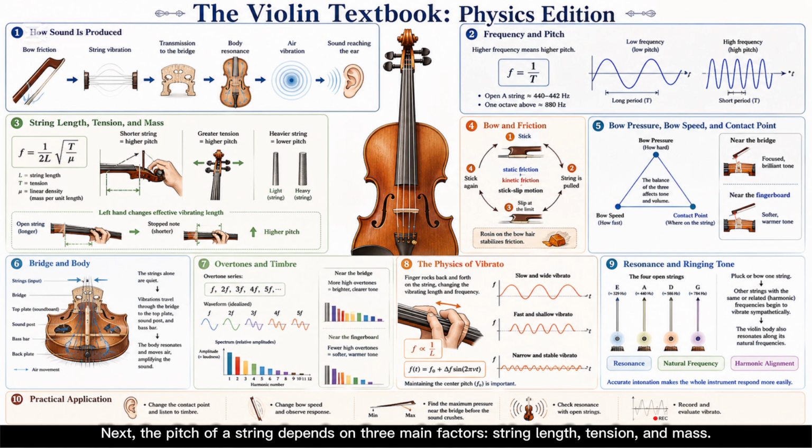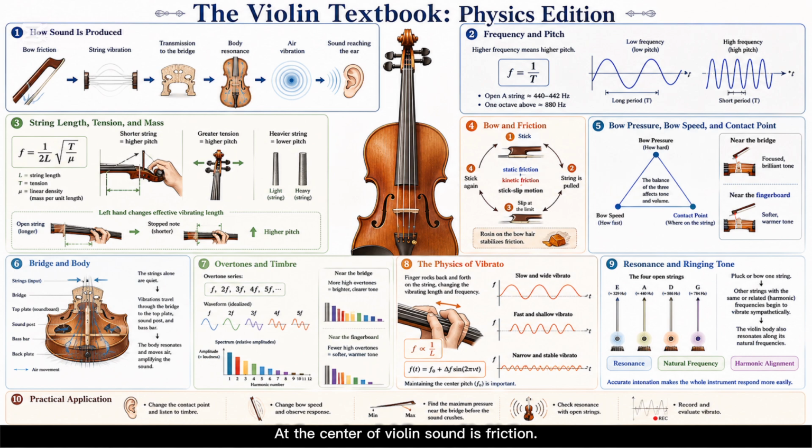Next, the pitch of a string depends on 3 main factors: string length, tension, and mass. When the left hand stops the string, it shortens the vibrating length, and the pitch goes up. More tension also raises the pitch, while a heavier string lowers it. That is why the G string sounds lower and the E string sounds higher.